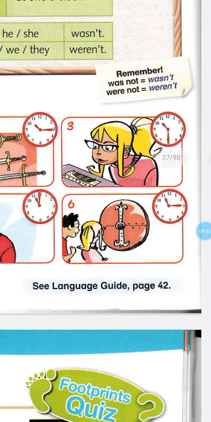Picture number 6. You ask your partner and your partner answers. Please ask your partner. Were Ellie and Joe looking at the shield at quarter past 10? Were Ellie and Joe looking at the shield at quarter past 12? Amazing! No, they weren't.